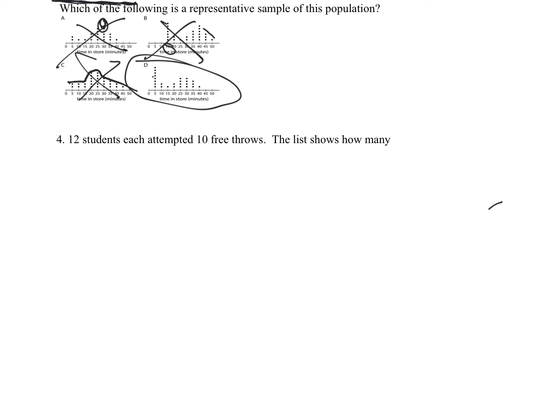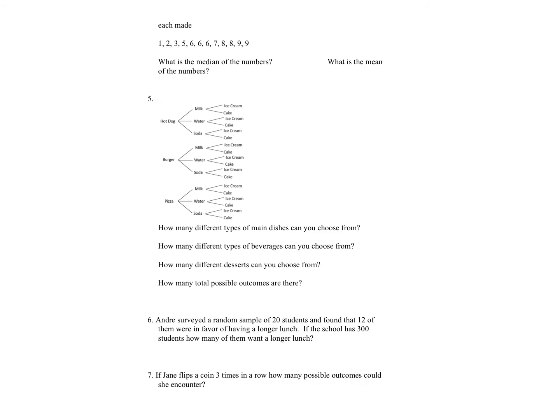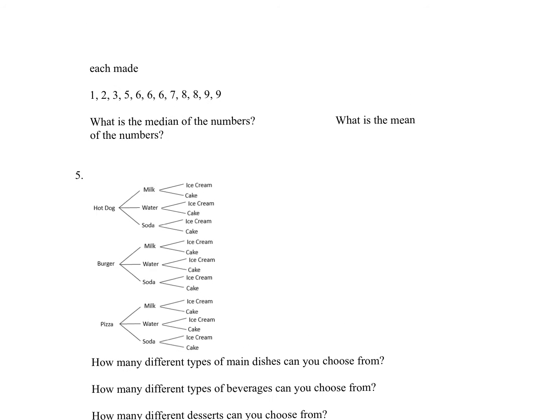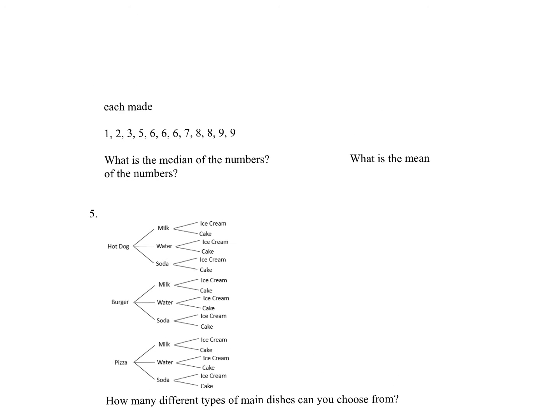Number 4, 12 students each attempted 10 free throws. The list shows how many each made. Okay, what's the median of the numbers? What's the mean of the numbers? Okay, so the median is just the middle number. First thing we need to do is put the numbers in order. Luckily for us, the numbers are already in order.